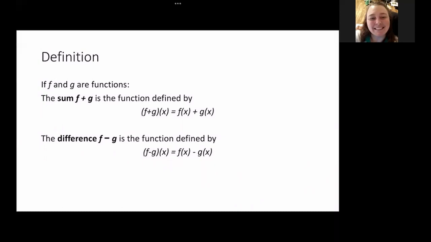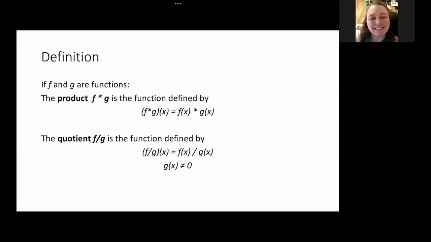The same thing happens with the difference. If I want the difference of two functions, I just subtract them. If I want the product, I just multiply. And if I want the quotient, I just divide. Now, again, with the quotient we have to be careful, making sure that g of x cannot be equal to 0 because we are having a denominator there.